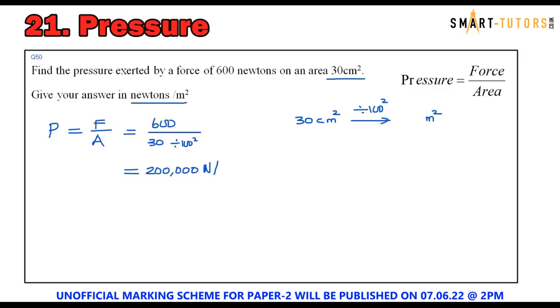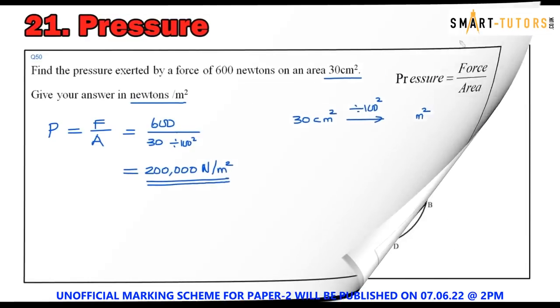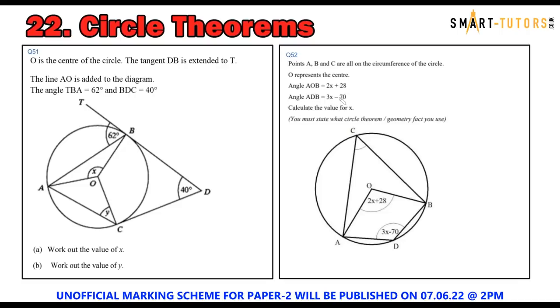200,000 newtons per meter squared. So that is the answer for topic number 21. Topic number 22, circle theorems. In these circle theorems, there are 8 to 9 theorems you need to remember and memorize the wording. Sometimes you need to gain marks for reasoning, writing the theorem as the reason.